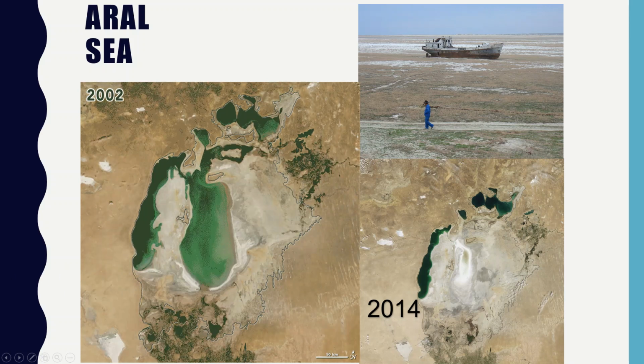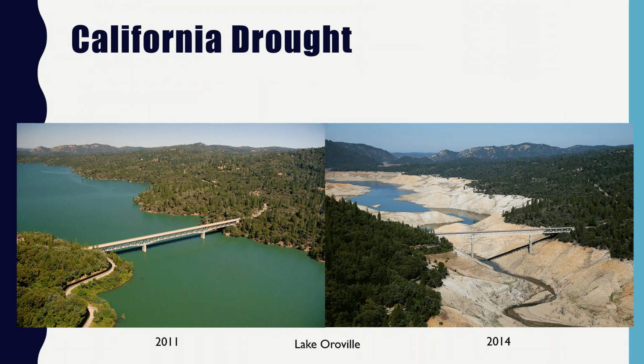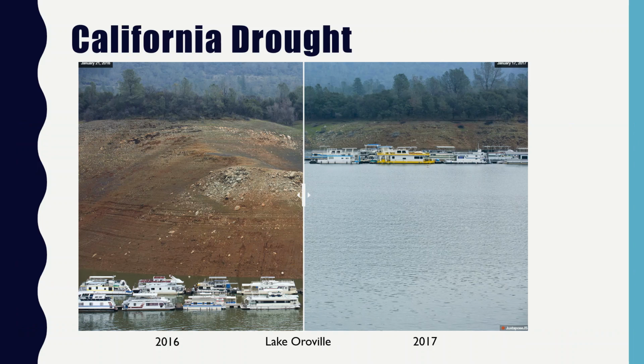We recently experienced a drought. This is Lake Oroville in 2011 versus 2014, right? Pretty dramatic difference in the amount of water in Lake Oroville. But then if you look at this picture from 2016 to 2017, we were able to have a very wet year and pull ourselves out of that drought. So the point being is that water is not renewable everywhere all the time. And so our uses can have pretty great effects. And when water disappears for a while, it really affects us and local ecosystems.